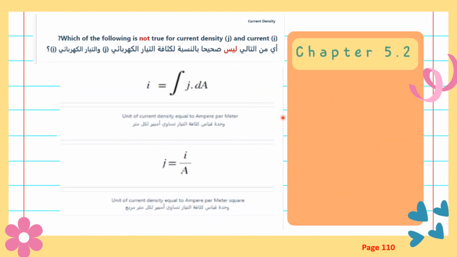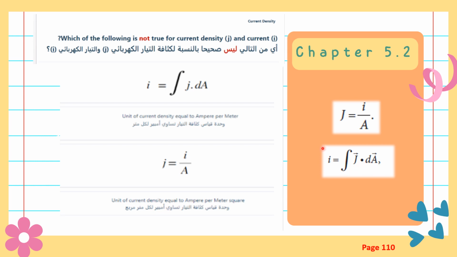We continue the same chapter, section 2. Which of the following is not true? This means that all of them are true except one. For current density J and the current I, let's go back to this section and you can find this relationship where J, the current density, is equal to I, the current over the area. And also we find that I, the current, is equal to the integral of J multiplied by dA.